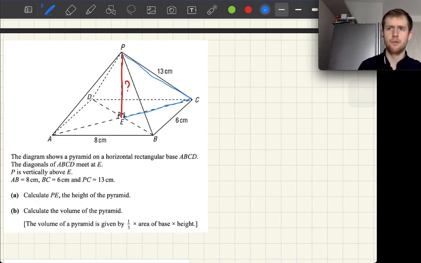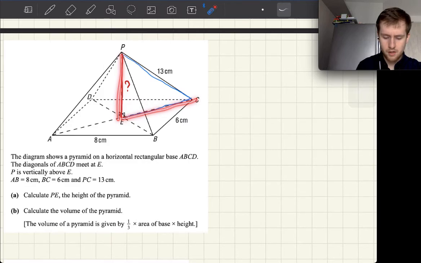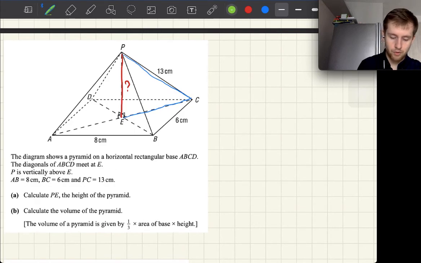So you see, we can use the triangle PEC to find PE, but we only have one side. We need two sides to use Pythagoras theorem. How do you find this side? Quite easily, we use another triangle. So here's another triangle, ACB. We can use this triangle to find AC.